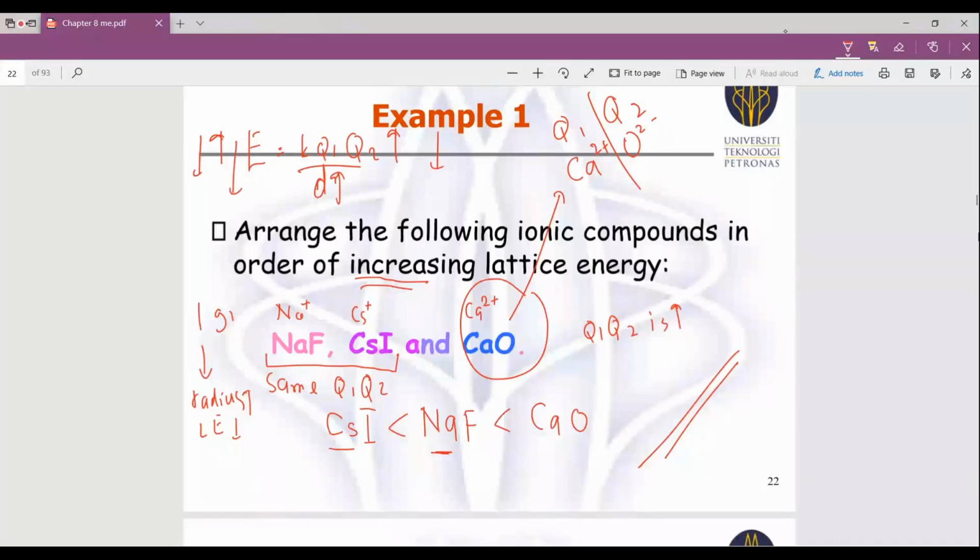Always remember this formula in order for you to answer this question. Always remember this formula, then you can do all the questions regarding this section. If you cannot compare in terms of charge, you compare in terms of atomic radius with the energy.